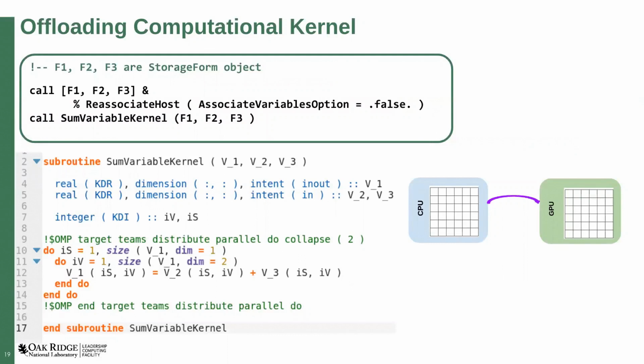Here's a second example. In this example, we set the associate host with associate variable option equal false. In this case, we just associate the whole block. Now, if you look at the difference here, now we call the kernel, inside the kernel, the variable is addressed as the original two-dimensional array, or rank 2 array. So OpenMP sees this as a two-dimensional array, and because this whole block is associated correctly with this whole block on the device, then the association works out.